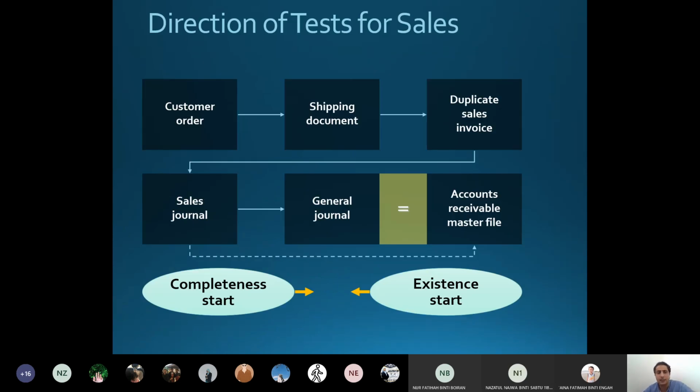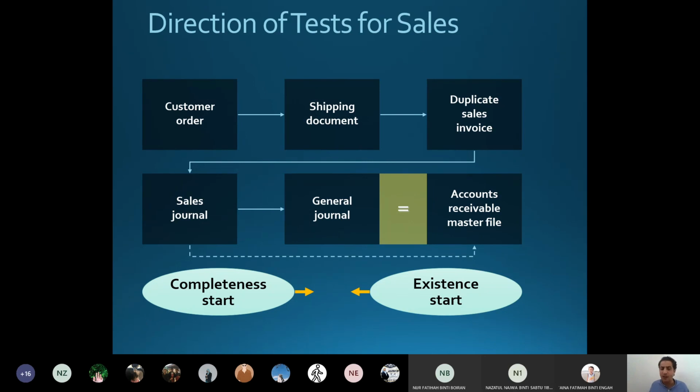Okay, let's say now to summarize the direction of test of sales. So we can start either from the left or from the right side. Normally we have the customer order, then shipment documents, duplicate sales invoice, then we will start recording in the sales journal in the second row, and then do the general record in the general journal, and then we will post the same amount or the same balance to the accounts receivable master file.